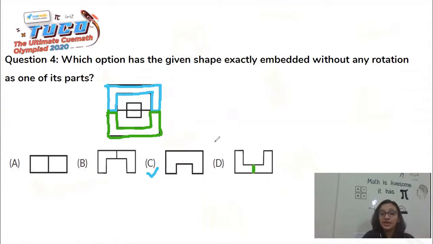So the only correct answer that we have in this question is option C, which is an embedded shape inside this main figure which is given in our question.